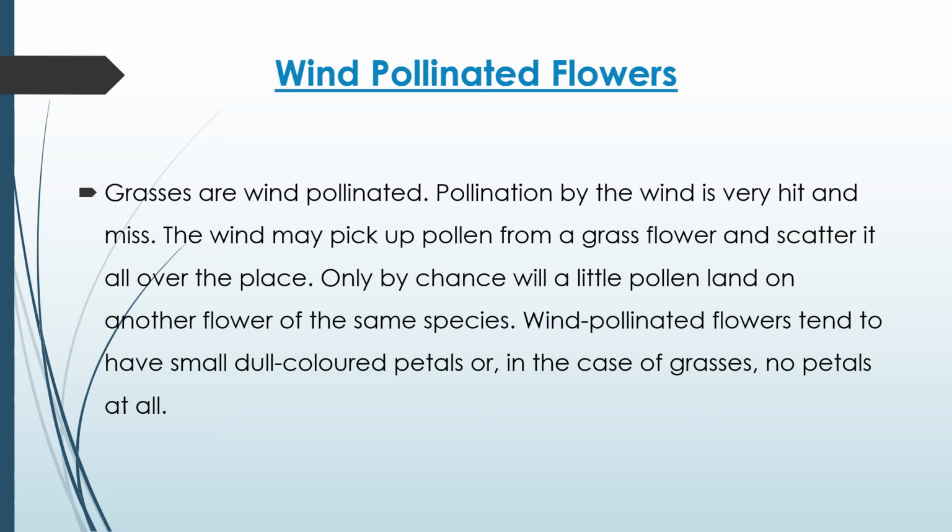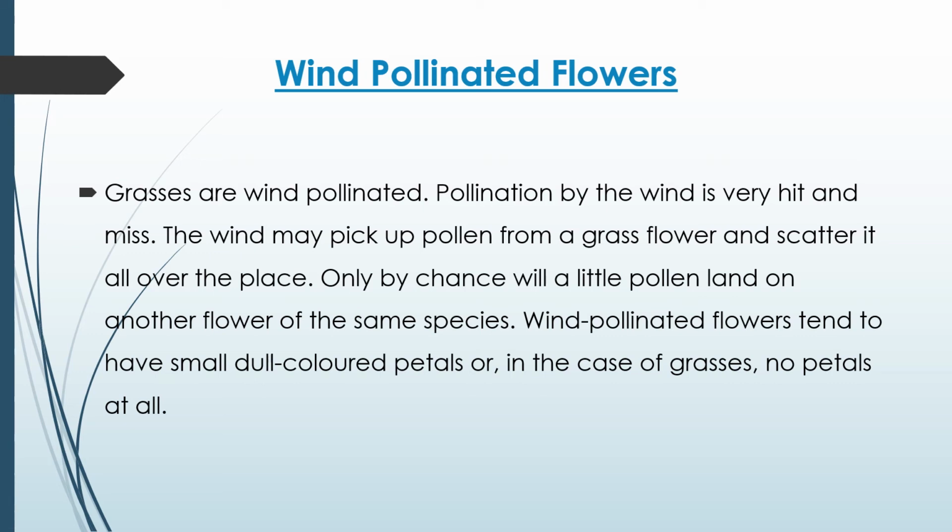Now why is wind pollination hit and miss? Because we need to transfer the pollen from one kind of flower to another flower of the same kind. एक ही तरीके के दोनों flower होने चाहिए. So when the pollen is scattered, the wind takes up the pollen and it travels through the wind to another flower, but it is a very rare chance that it will land on the same kind of flower. There is very little chance of that. That is why the pollen is mostly wasted in wind pollination.